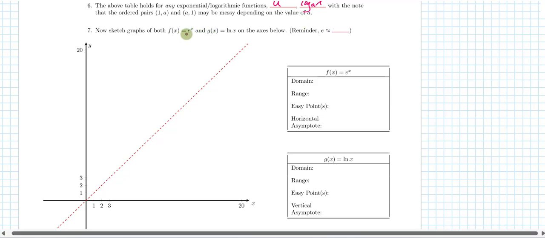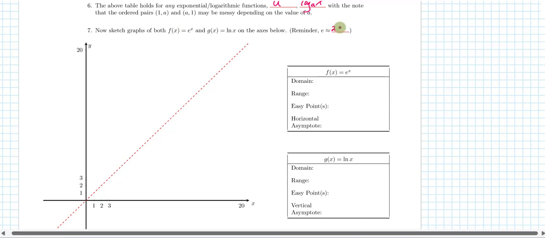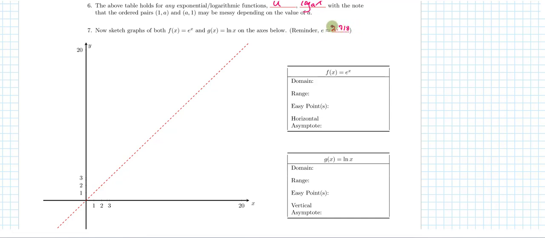Okay. So here we've got f of x and g of x. f of x is the exponential function e to the x. Just as a reminder, e is approximately the number 2.718. It's a transcendental number. It never repeats itself.